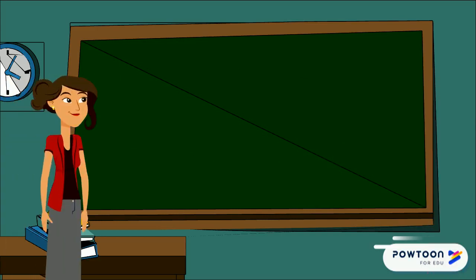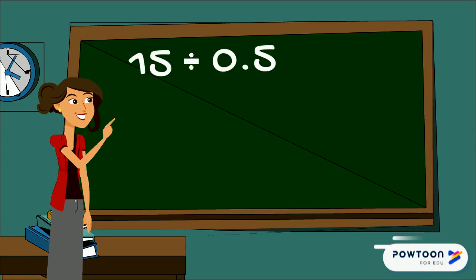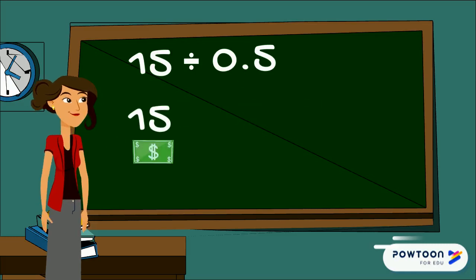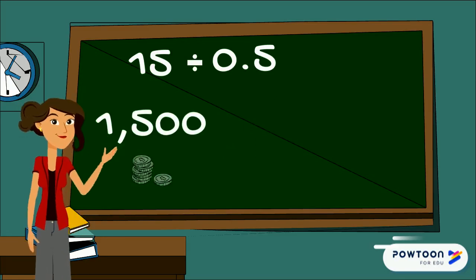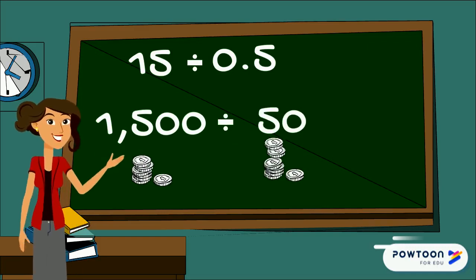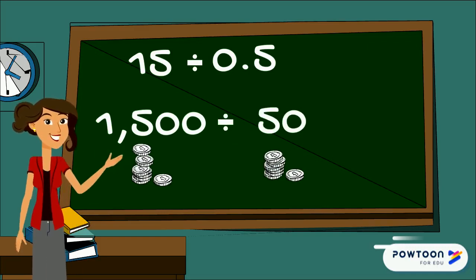Okay, let's try another. What is 15 divided by 5/10? 15 divided by 5 equals 3, but how does the decimal fit in for that? This means we have to take $15 and divide it into 50-cent stacks. That is 1,500 pennies divided into 50 penny stacks. How many stacks can we make?